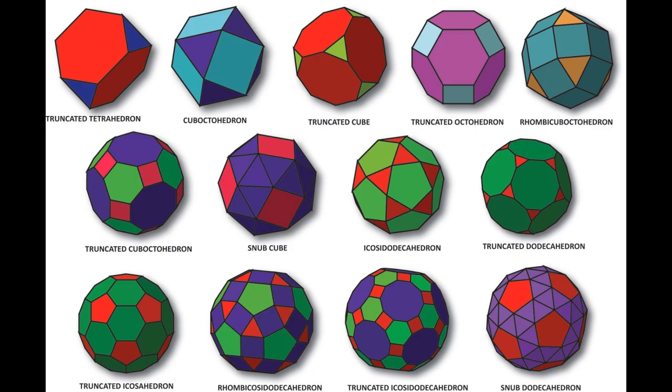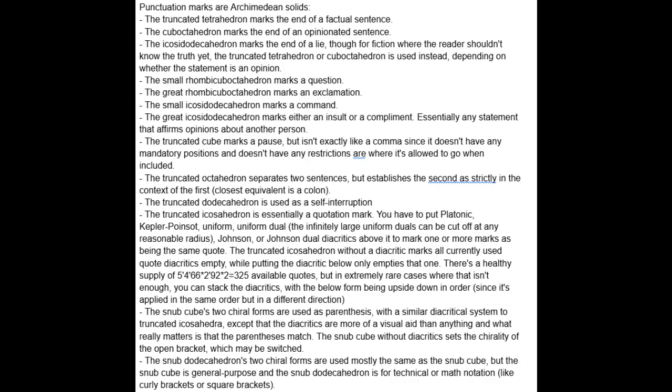There's also a punctuation system, which a lot of conscripts seem to miss. The punctuation marks are Archimedean solids, such as the end of a factual sentence, an opinionated sentence, a lie, a question, an exclamation, a command, an insult or compliment, a pause, separator for 2 sentences, kind of like a colon, a self-interruption, and 325 different quotes, which really only serve to make them easier to match. And then the parentheses and mathematical brackets.